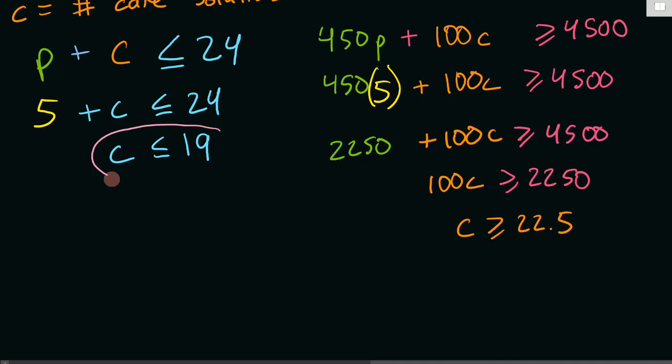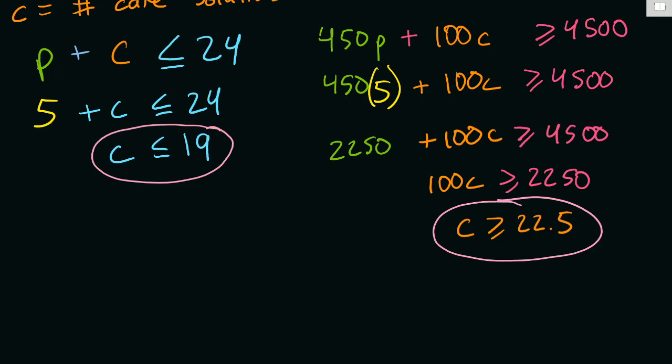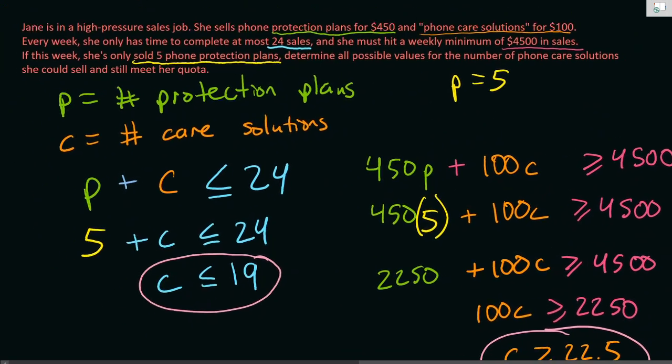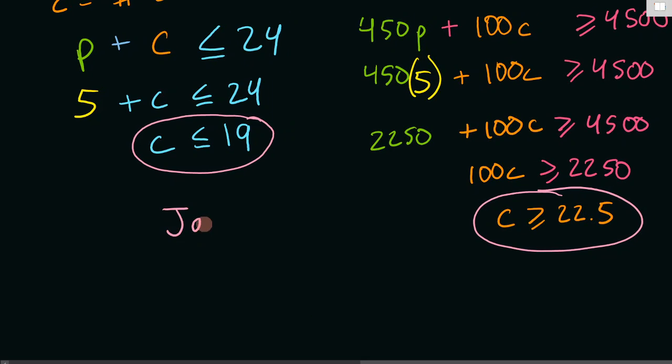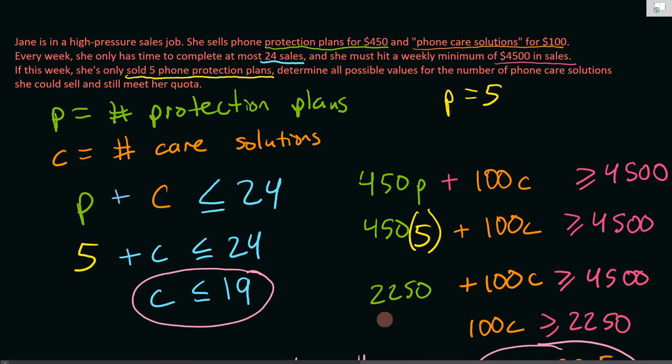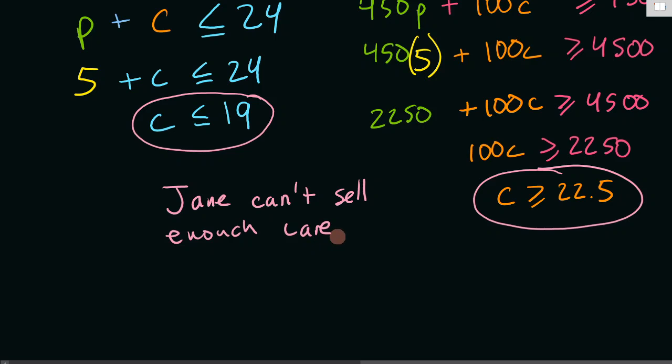What's wrong with these two inequalities? Can C be less than or equal to 19 and also be greater than or equal to 22.5? No. That means, unfortunately, Jane is hooped. Jane can't sell enough care solutions to meet her quota. Sorry, Jane.